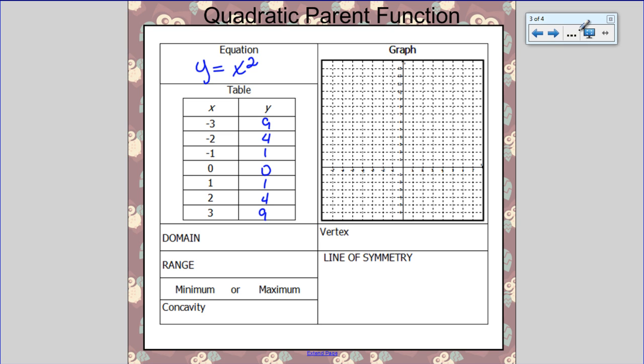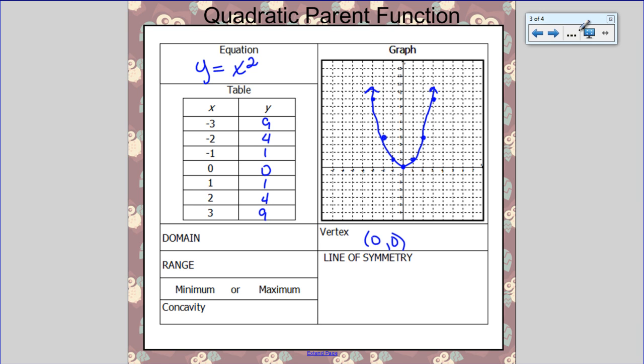So I have -3, 9, -2, 4, -1, 1, and then it's symmetrical on the other side. And so when I draw my parabola for my parent function, it looks like this. Its vertex is at the origin, so it's at 0, 0.